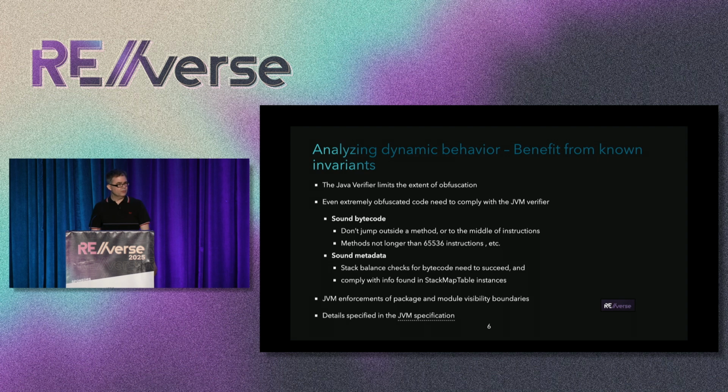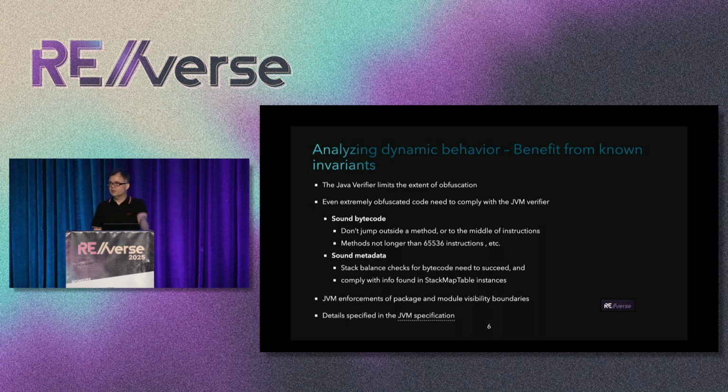We have one friend with the obfuscation. We have the Java verifier. The Java verifier is the point in the JVM that even highly obfuscated code has to comply to. It has to comply with the Java verifier. It has to be sound bytecode. Don't jump outside the method or jump into the middle of instructions. Methods cannot be longer than one page of instructions.